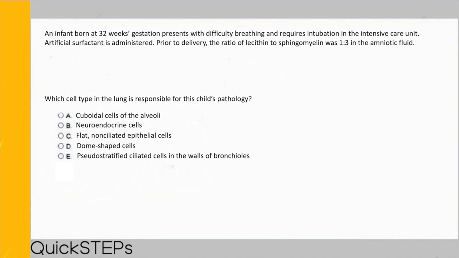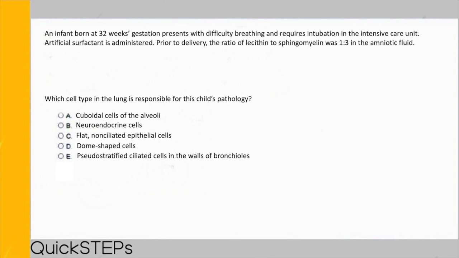So they want to know what cell type is responsible for this pathology. So if he's not making surfactant, what cells make surfactant? Okay, you should be familiar with type 2 pneumocytes. They are essentially the regenerative cell in the alveoli. They could differentiate into type 1 and type 2 pneumocytes. They're able to help the lung recover from any sort of illness or some sort of damage.